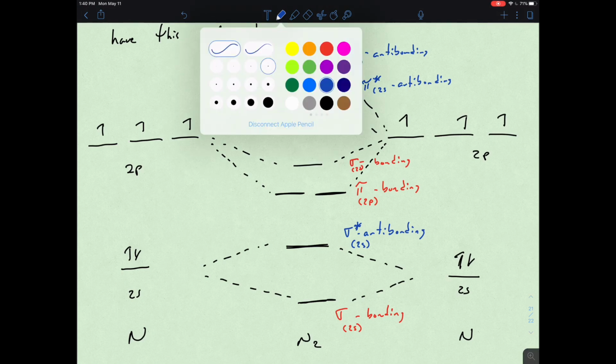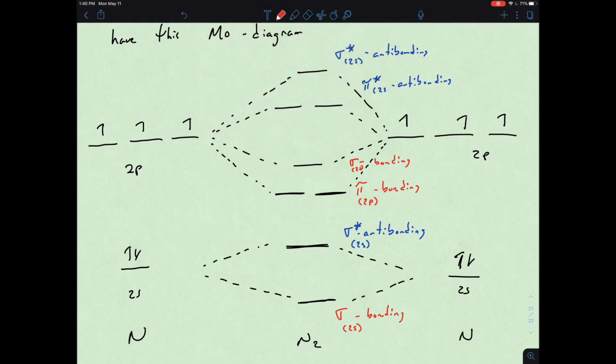So going up from the bottom, we have our sigma 2s. We have our pi 2p's, and then we have our sigma 2p as far as all the bonding orbitals are concerned. And then for the anti-bonding orbitals, we have the sigma star 2s, the pi star 2p's, and then at the top, the sigma star 2p.